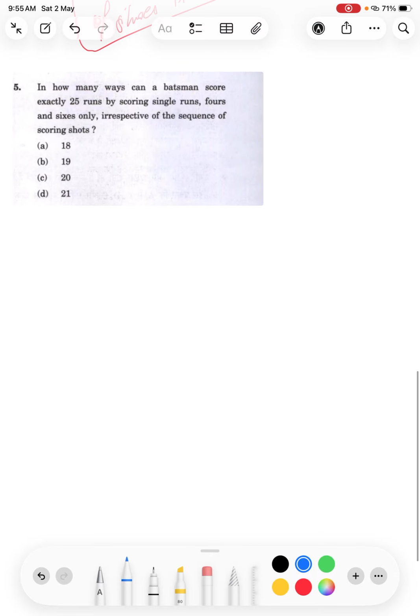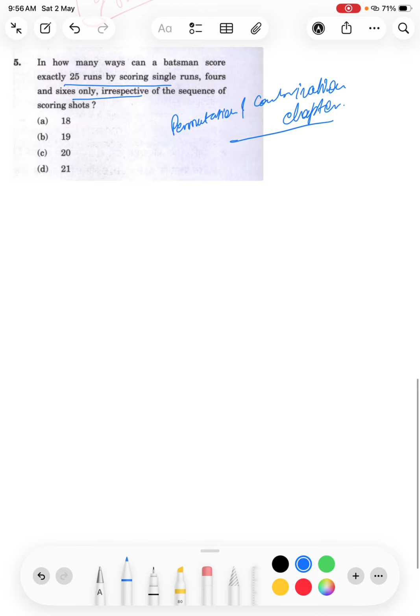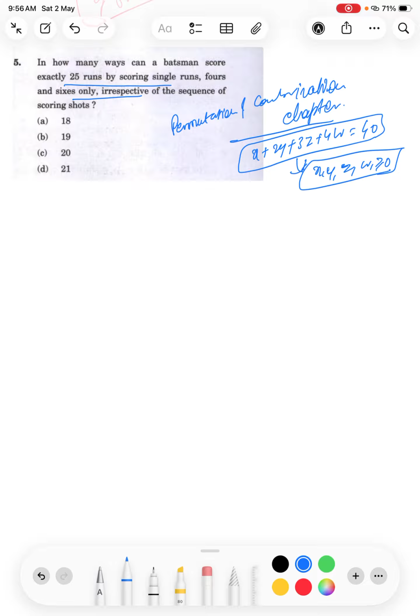If you have prepared for JEE or any engineering entrance examination in the past, then you might have solved this type of question in the permutation and combination chapter, where you would be given certain equations like this: x plus 2y plus 3z plus 4w is equal to some number, and you have to find non-negative integral solutions, x, y, z, w greater than or equal to 0, to this equation.